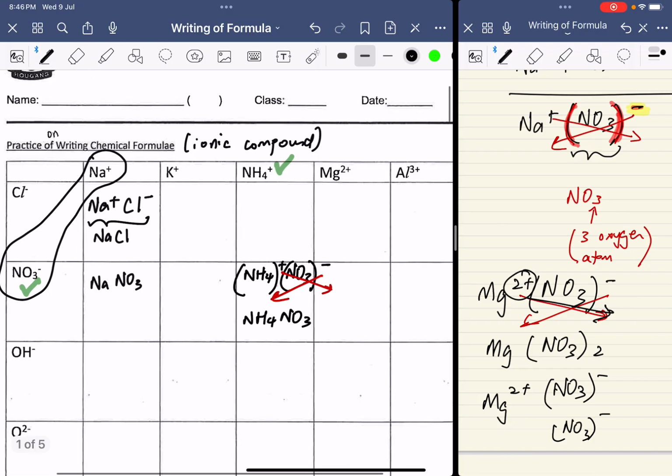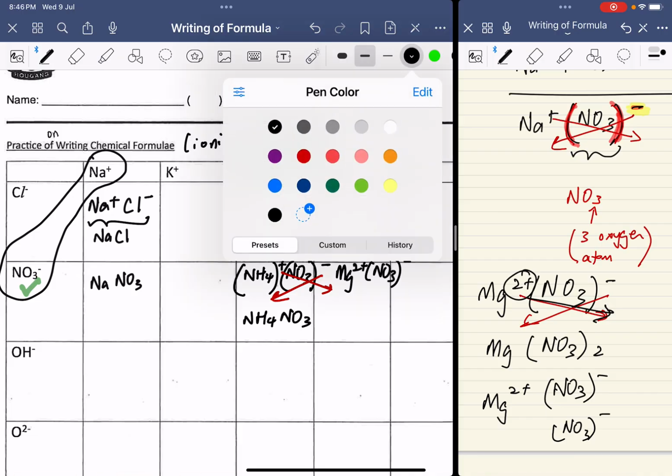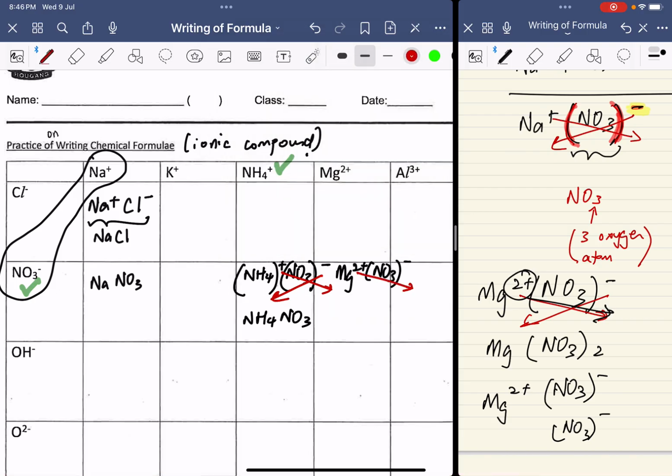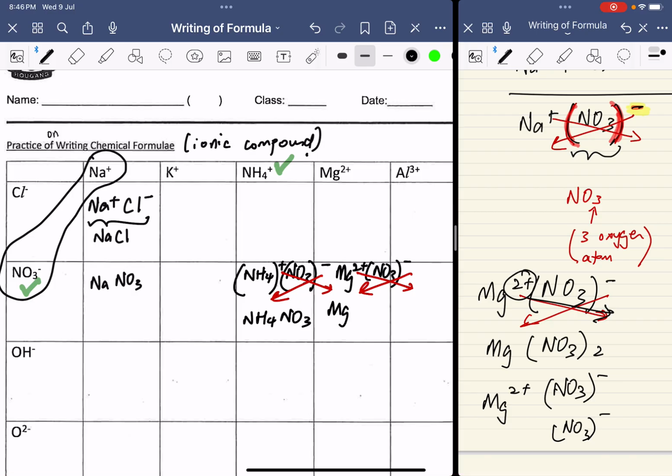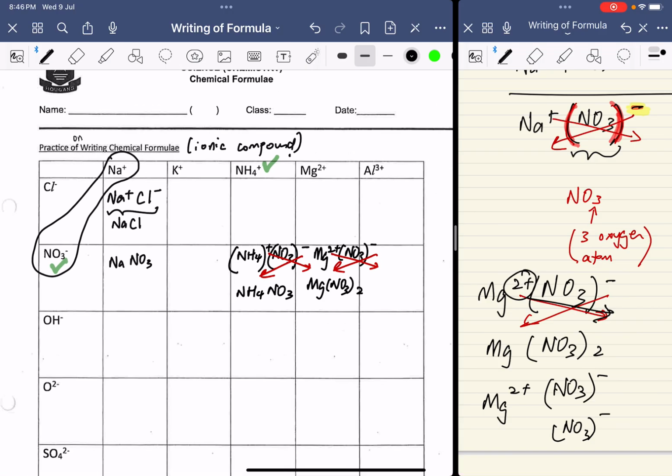So when you see this, write down Mg2 plus and NO3 minus, crisscross to give you Mg bracket NO3 bracket 2. Pause the video to re-look at the crossing again, to understand why you have Mg bracket NO3 bracket 2.